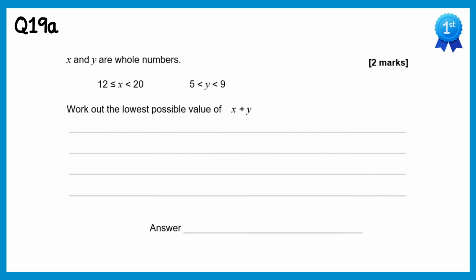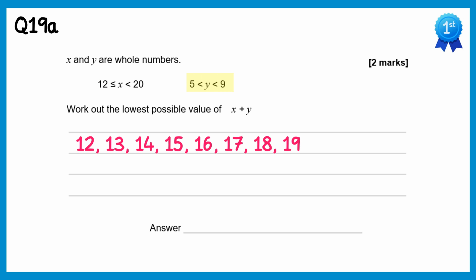For this question, we need to find the lowest possible value of x plus y. I'm going to look at this first inequality here, which is all of the numbers between 12 and 20. However, I have a less than or equal to on the 12, which means I include 12, but I have a less than on the 20, so I don't include 20. So I start at 12, and I've got 13, 14, 15, 16, 17, 18, and 19, but not 20.